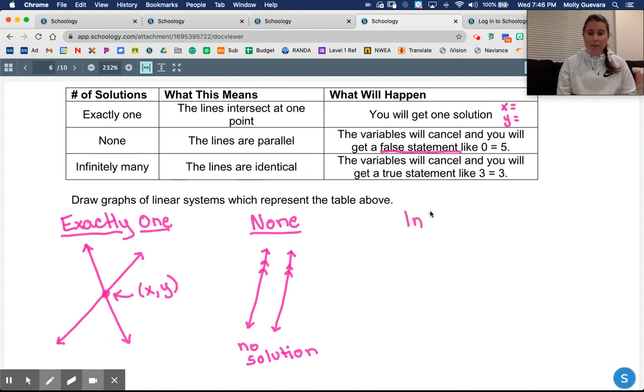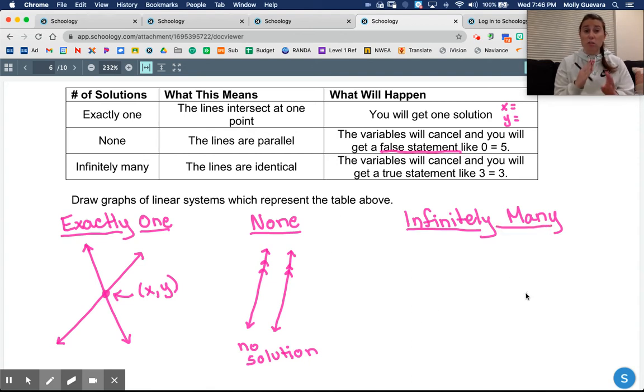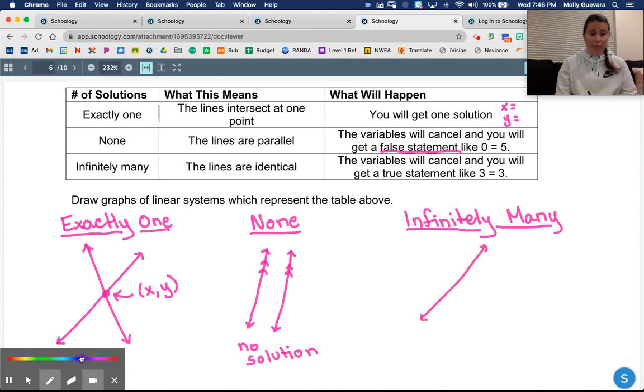If there's infinitely many solutions, which is the last option, that means that those two lines cross infinitely many times, at every single point. So that means you have a line, right? And then you have another line that's right over the top of it. So I'll try to draw them.